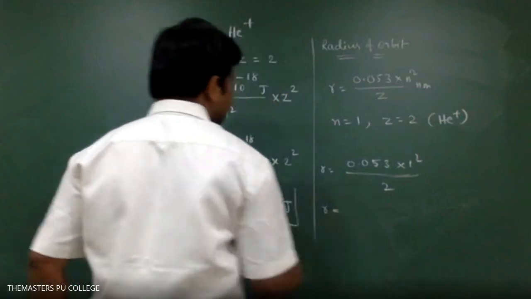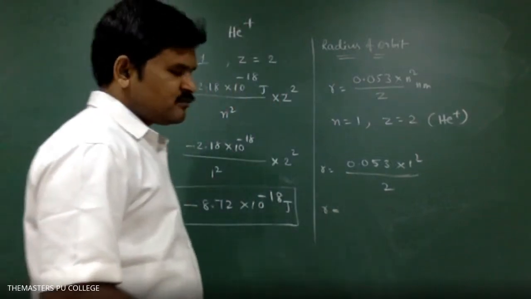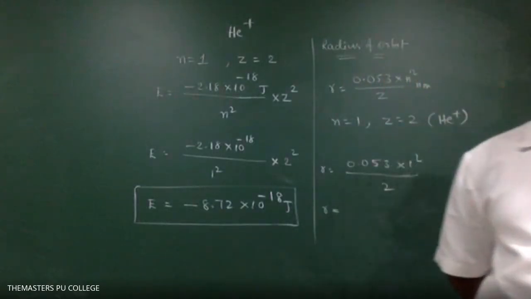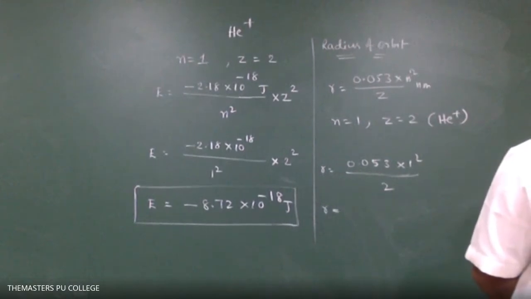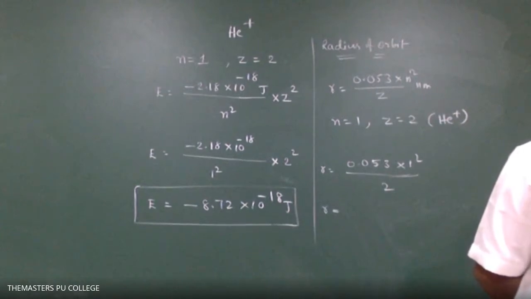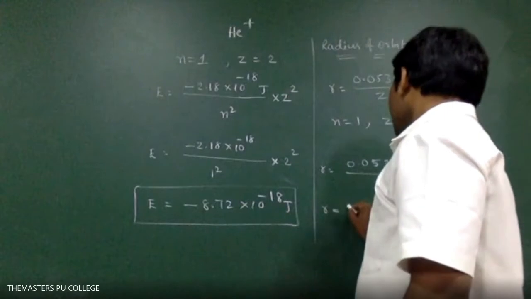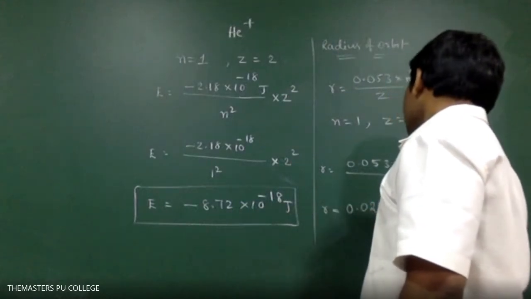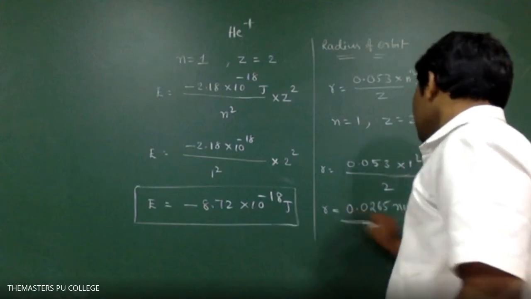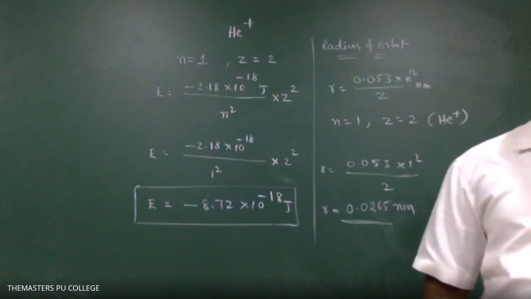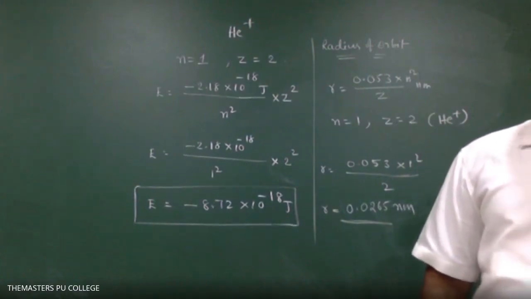How much? 0.053 by 2. Zero point zero 265. 0.0265 nanometer. Answer. Please write down.